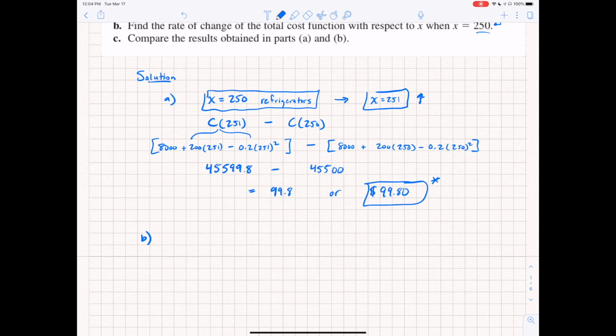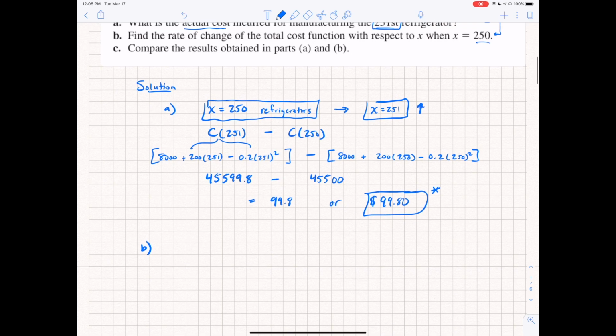Part B is now asking, find the rate of change of the total cost function with respect to x when x is 250. Now, I mentioned earlier that "rate of change" should really stick out in terms of what this is asking me to find. Remember that rate of change is the equivalent to derivative. So when this is telling me to find the rate of change, it's really asking me to find the derivative of my cost function. In other words, I want to find C prime of x.